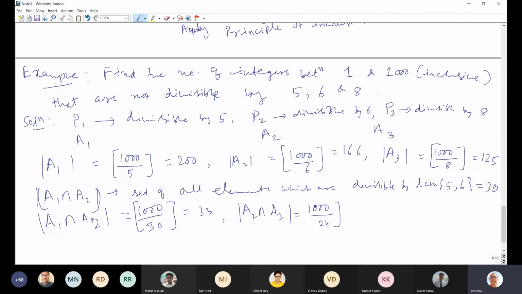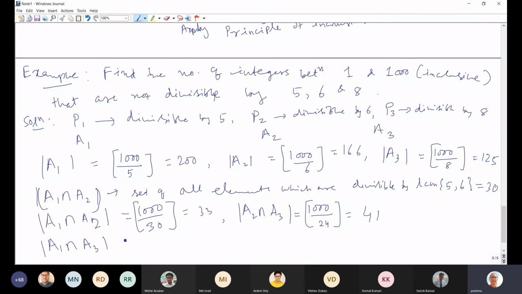Okay, its cardinality. So here you are getting this A2. What do you get? This number is one. A1 is 41, A2 is this, and A2 and A3, you'll get 41. Similarly, you define this. Now you'll be able to find out the other numbers.